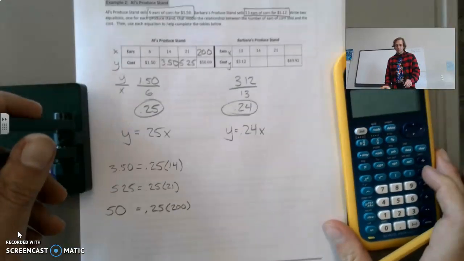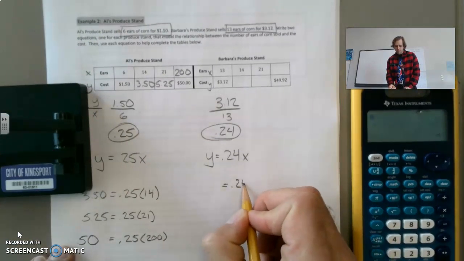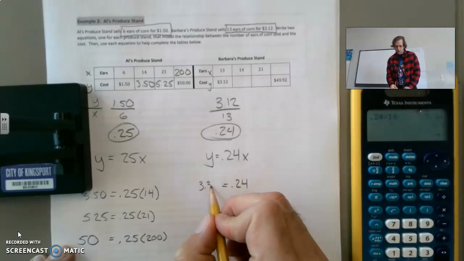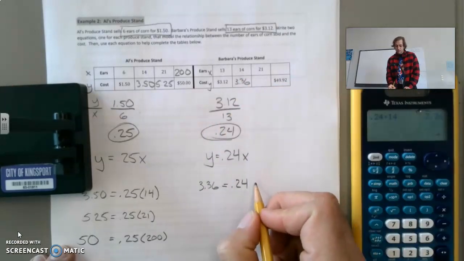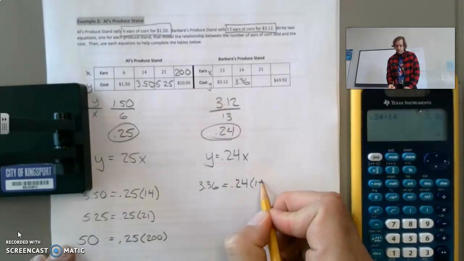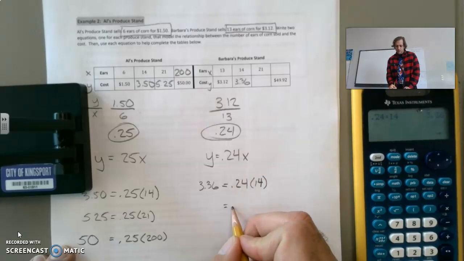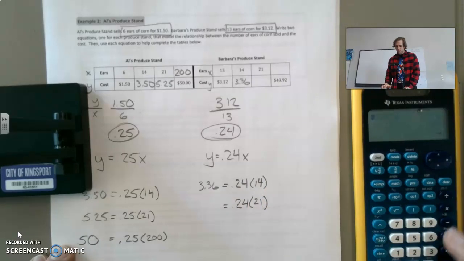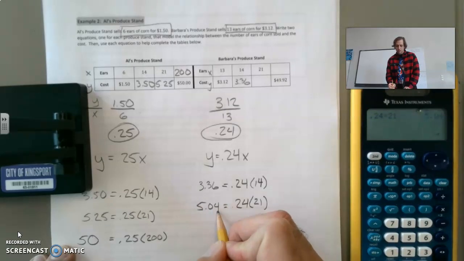Now I'm going to do the same thing on this side. My constant is 24 cents. My x value is 14. I'll do 24 cents times 14 ears and get $3.36. Sorry, I didn't write 14 in here. That's my x value of 14. Now, what if it's 24 cents per ear and I have 21 ears of corn? Multiply 24 cents times 21 ears, and that's $5.04.